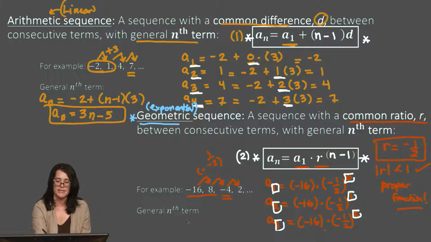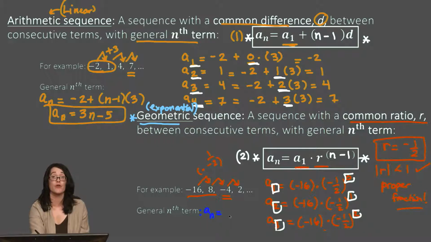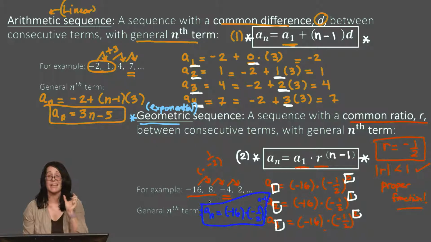So you would do it and you'd say, well, my general term should be a sub n equals my first term, which was negative 16, times my common ratio, which was negative half, good job, all to the n minus 1 power. This would be my general term. Negative 16 in parentheses times negative 1/2 in parentheses, all raised to the n minus 1 power.